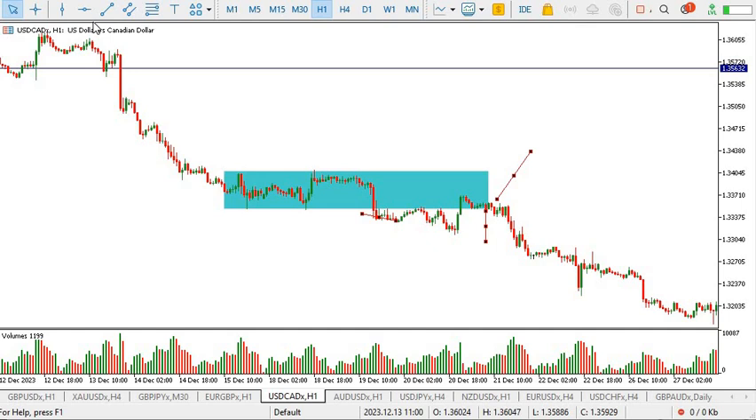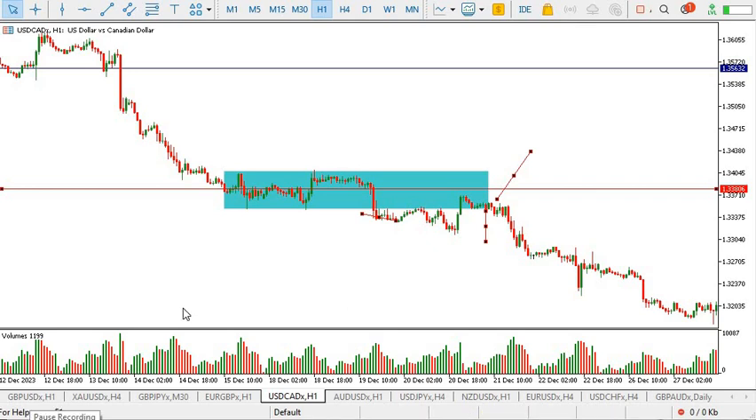And how to place the stop loss. The best way to place the stop loss is to place it in between the rectangle at the 50% level of the rectangle, and it is less likely to be triggered. So that's how we're going to trade rectangles.